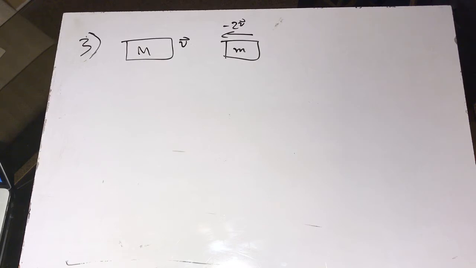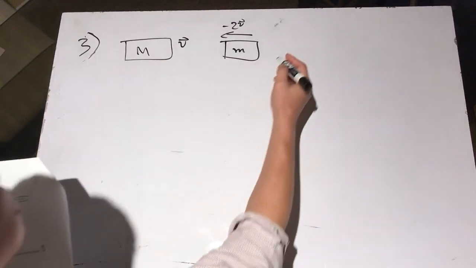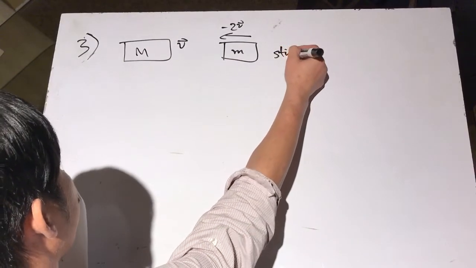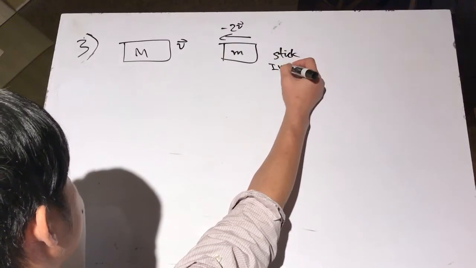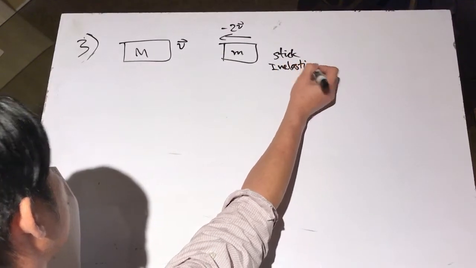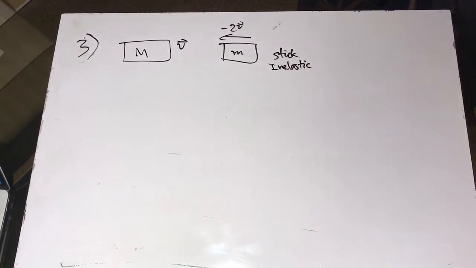They're traveling on a frictionless surface, so there's no work being done. And it says stick together. So basically it says stick together, which basically means it is inelastic. So basically they're telling you that question 2 and question 3 are somewhat related.